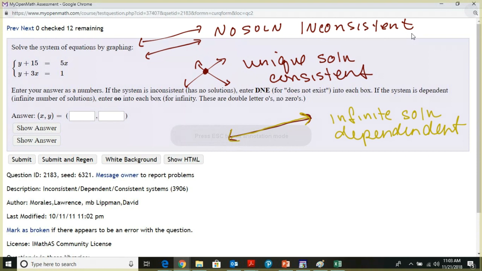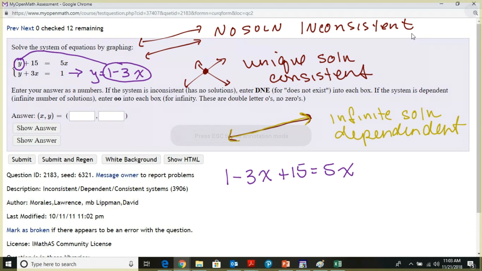We can solve it. It doesn't really matter. I'm going to use substitution again. So I'm going to take the second one, and I'm going to solve it for y, just because it was really easy just to move the 3x over. I guess I could have moved the 15 over on the first one. But so I solved this one for y, and now, so y is equal to this, so I'm just going to plug that in for that y. So 1 minus 3x plus 15 equals 5x. So now I'm going to add the 3x over to this side.